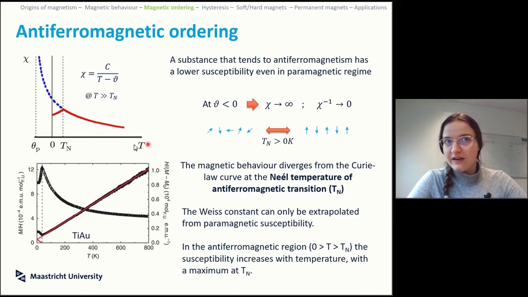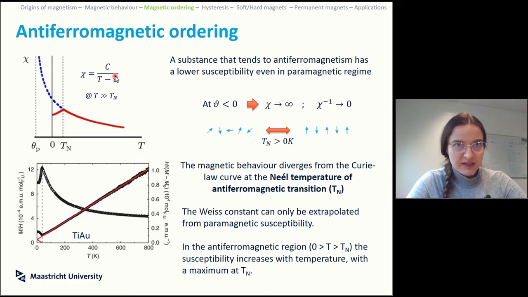What you can do the other way around: the inverse of the susceptibility is supposed to be linear with temperature. So you can see a straight line cooling down, but then there is this bump at the end. This point that you see over here is your Néel temperature of transition. If you continue interpolating the line, you end up at a negative temperature. And that negative point is your Weiss constant.